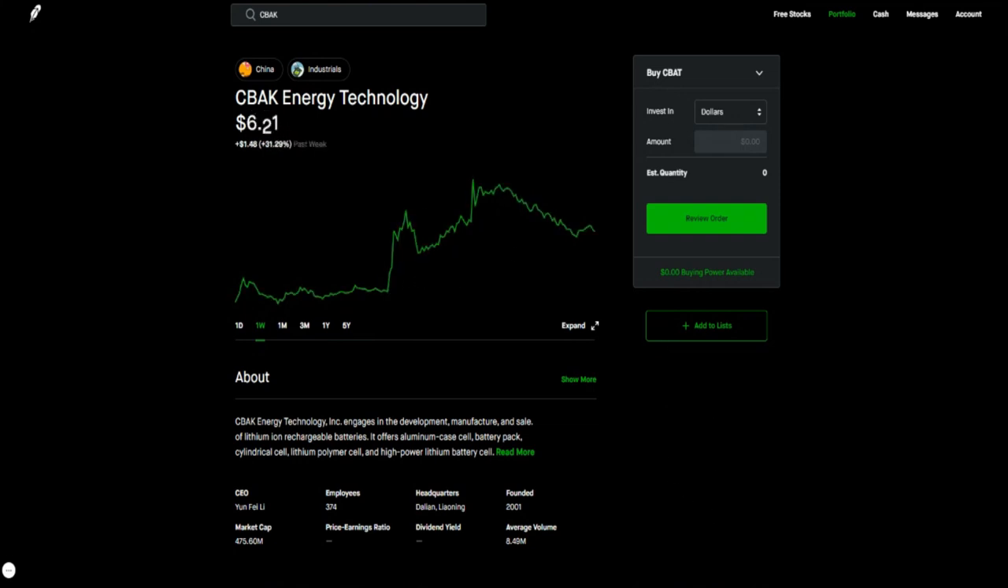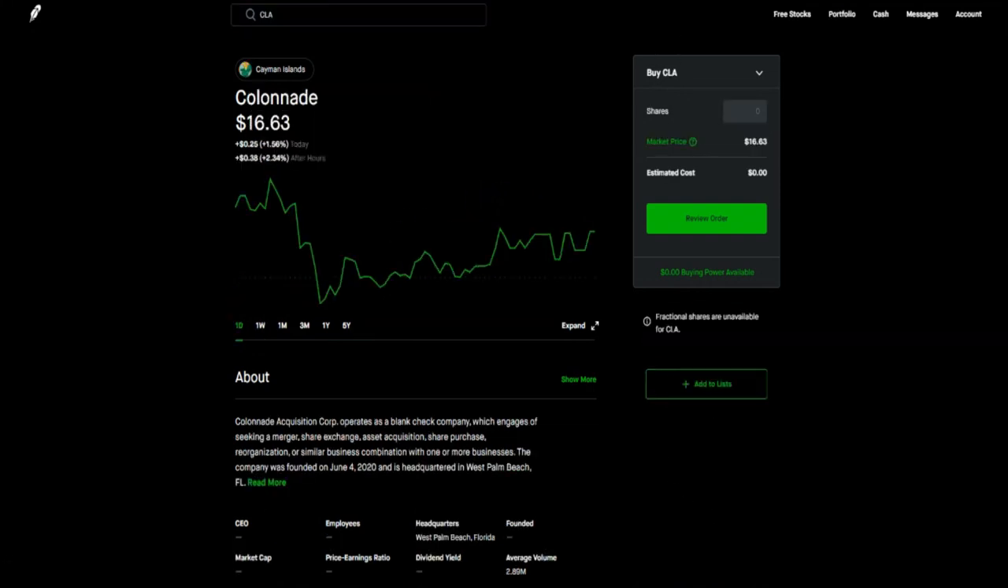So that's another one. Bonus that I wanted to give you guys here, this one is CLNE, and this is not a penny stock because it's over $10. If you guys don't know, penny stocks are anything under $10. So this one is over $10. This one is actually right now a SPAC. So let me just make sure this is a SPAC.